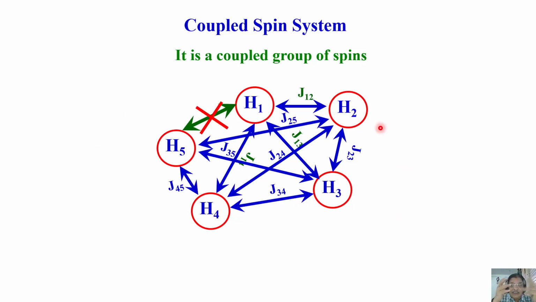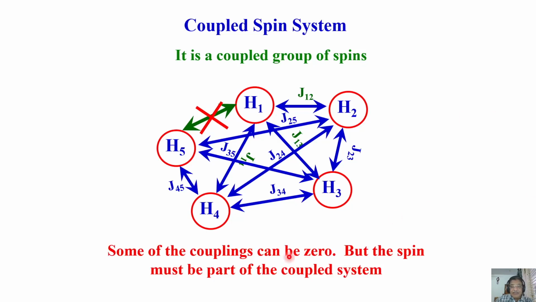There may or may not exist coupling of 1 or 2, doesn't matter, but they all form a system where one is coupled to another. They are coupled among themselves. Some of the couplings can be 0, but the spin must be a part of the coupled spin system. It might be coupled to this, but it is coupled to another system because others are coupled to this. It is a spin system.